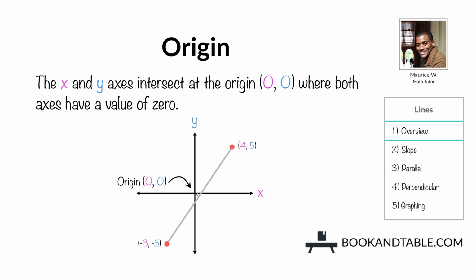Now, the x and y axes intersect at the origin, or where both axes have a value of 0. So here at the center, x is 0 and y is 0. And as we move to the right, they become positive for the x, or to the left, they become negative for the x. As we move up, we get our positive y values. As we move down, we get our negative y values. But where they meet, both have a value of 0. This is also known as the origin.